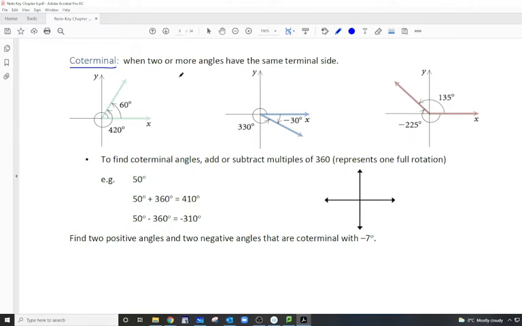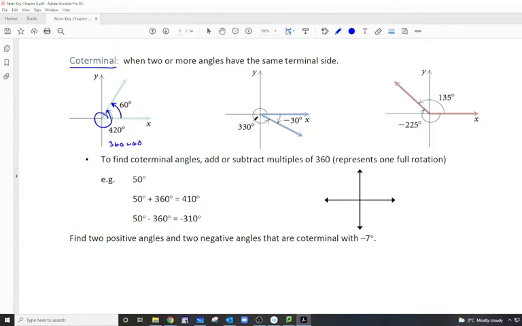There's a couple ways of doing this. So for example, this angle here, reading from the initial side, could be 60 degrees to the terminal arm. Or what if I said, hey, I'm going to do a full rotation before I get there? So I went 360 and then another 60, and I got to 420 degrees. Those two angles are coterminal. Well, what about these two?